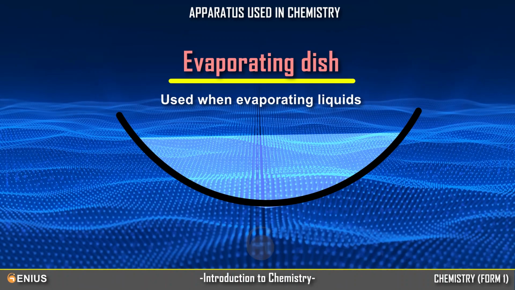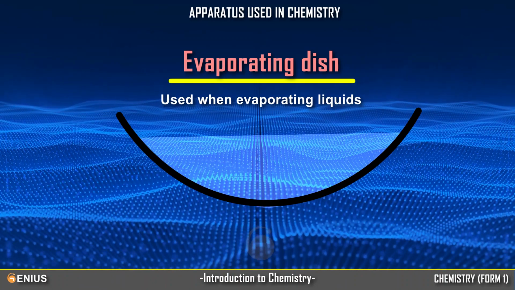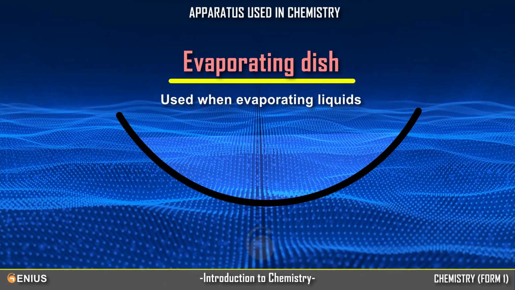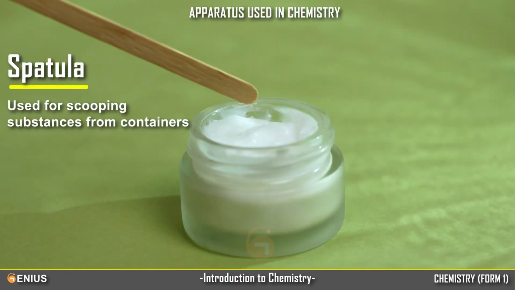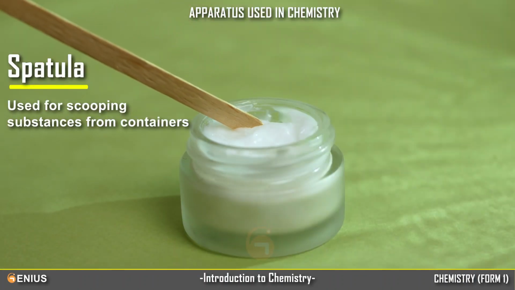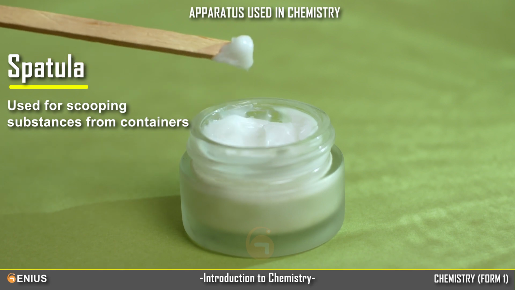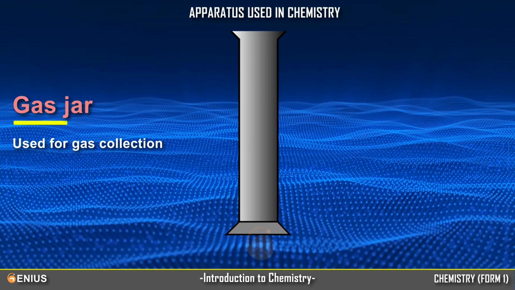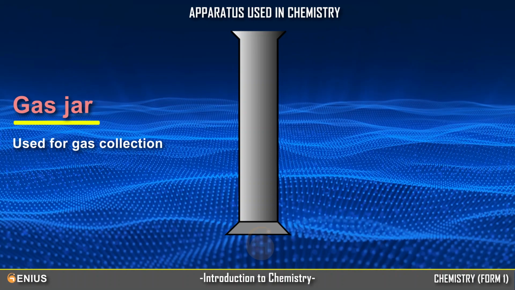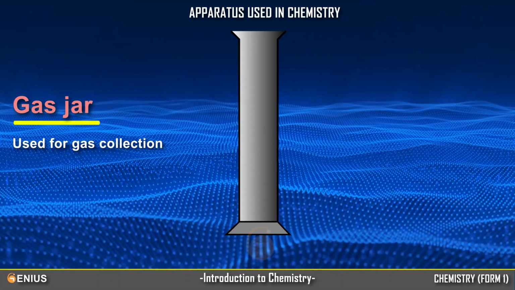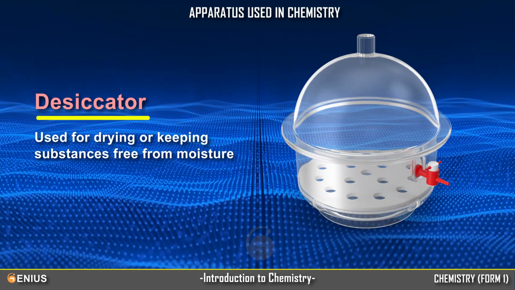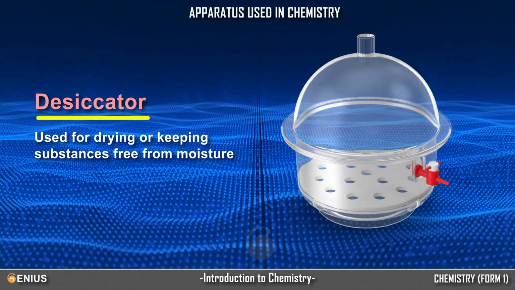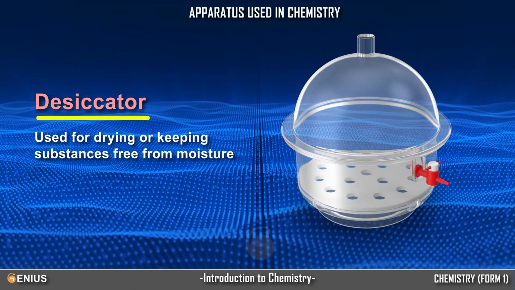Evaporating dish. Used when evaporating liquids. Spatula. Used for scooping substances from containers. Gas jar. Used for gas collection. Desiccator. Used for drying or keeping substances free from moisture.